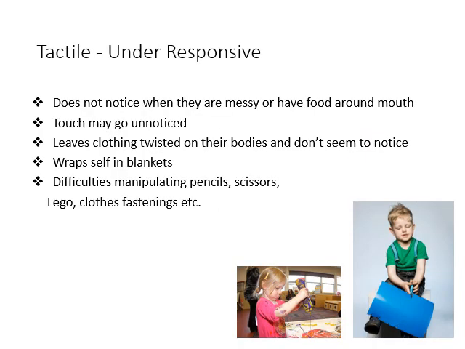Another way a child may present if their tactile process is not working properly is by being under-responsive to touch. This can present as having a messy face or hands but not seeming to notice. Touch may go unnoticed, leaving clothes twisted on their bodies without seeming to notice, needing to be wrapped up tight or wraps themselves in blankets while at home, having difficulties manipulating objects with their hands, including pencils, scissors, Lego, buttons and zips.